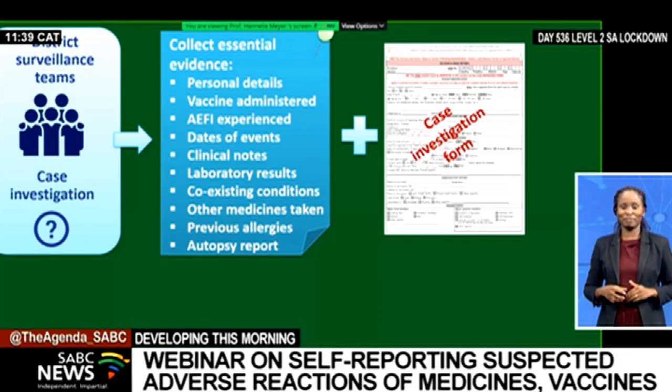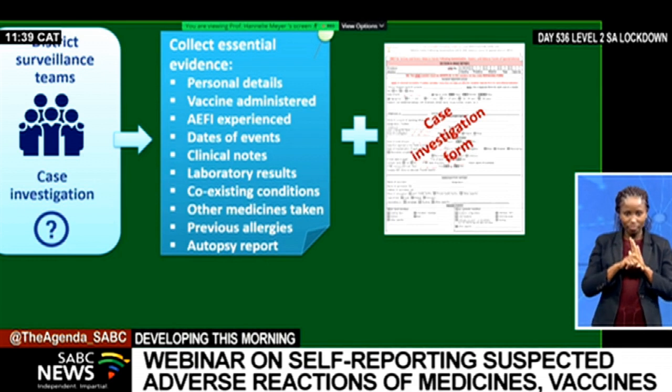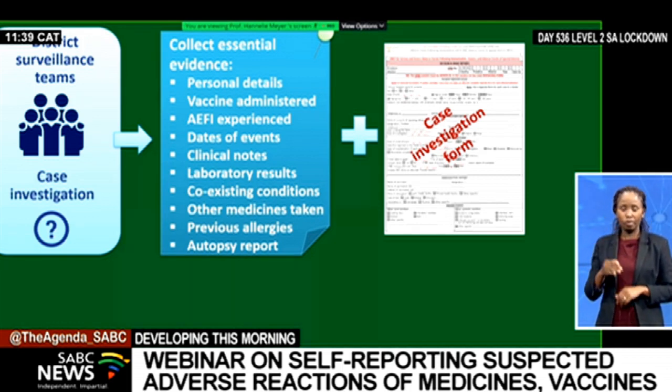Investigation is done by district surveillance teams within the provinces working for the Department of Health. So they go now and they do a detailed investigation of each and every one of these cases. And as you can see, they collect a lot of information. While doing that, they complete a case investigation form. So all of these things that you see on this list, they collect in the form of evidence.